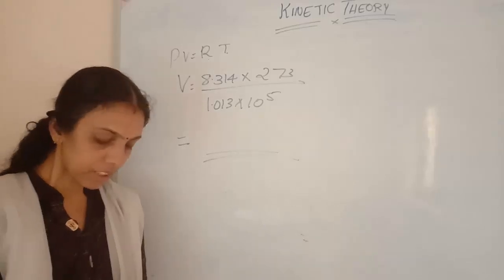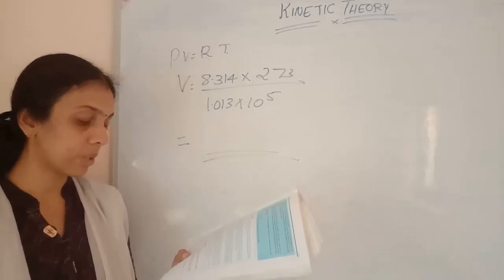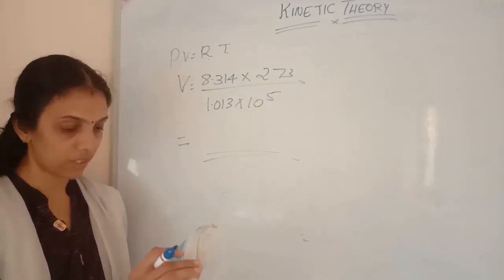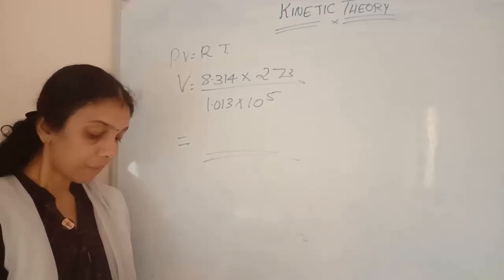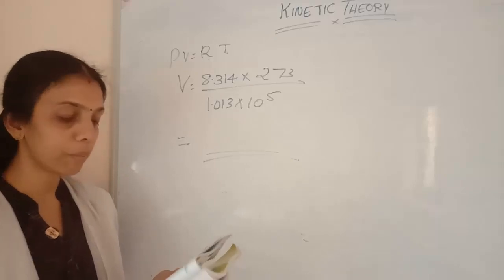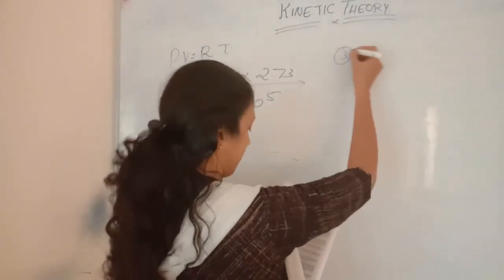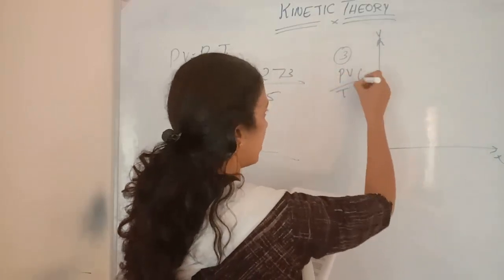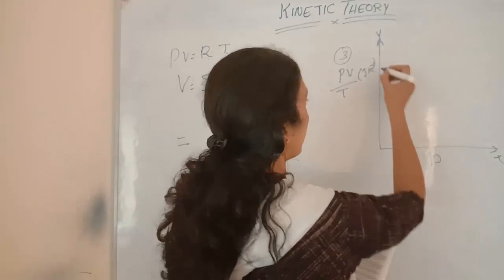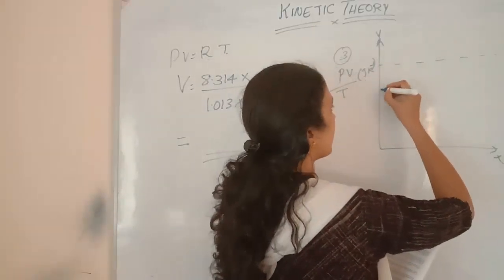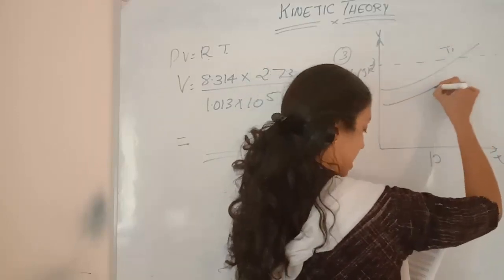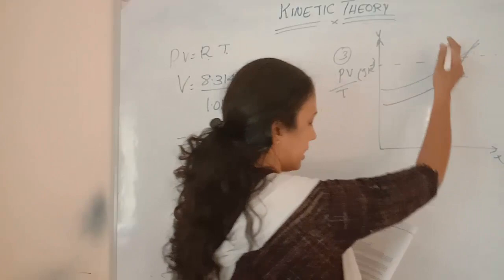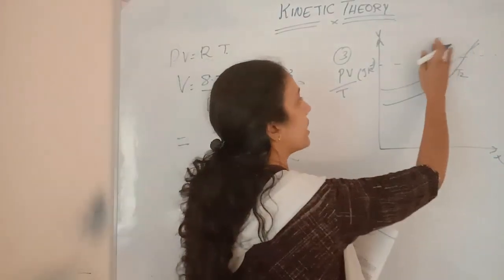The next one. Figure shows plot of PV by T versus P for 1 into 10 to the power minus 3 kilogram of oxygen gas at two different temperatures. What does the dotted plot signify? This is the third question. The x-axis is pressure and the y-axis is PV by T in joule per Kelvin. One dotted line is given, and another two plots are given, T1 and T2. The lower one is T2 and the upper one is T1.